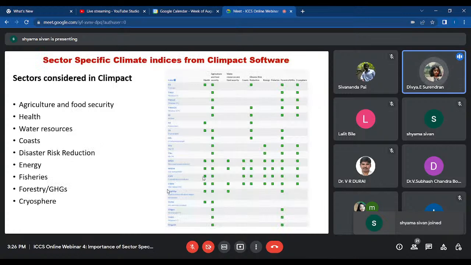These are the sectors coming under the GFCS, the Global Framework for Climate Services. It is considering all the important sectors like agriculture and food security, health, water resources, coast, disaster risk reduction, energy, fisheries, greenhouse gases, etc. I will be discussing the most important indices which are useful for different sectors. Next slide.